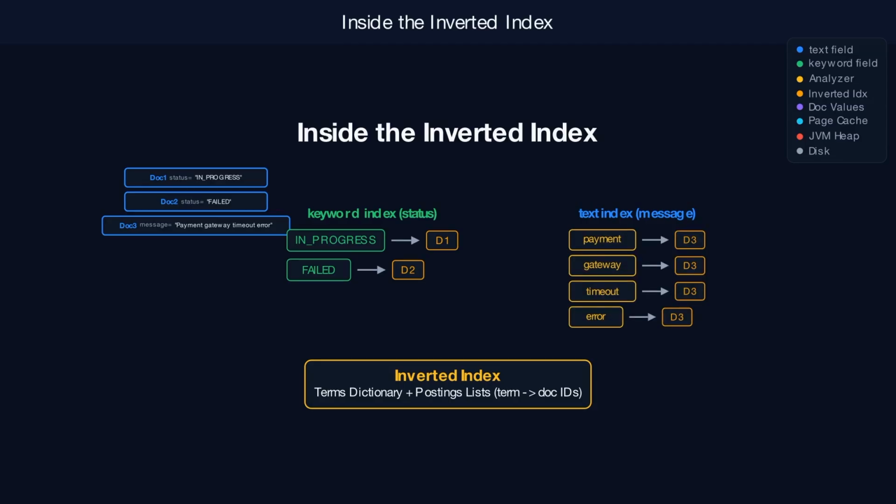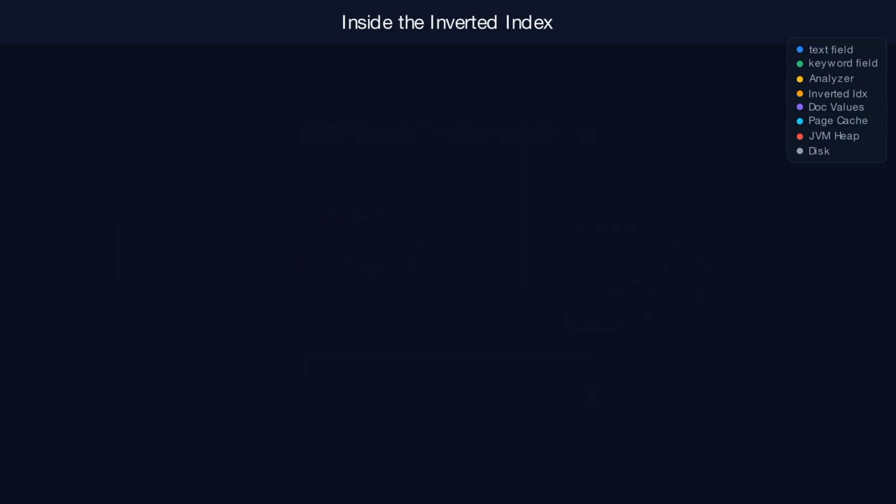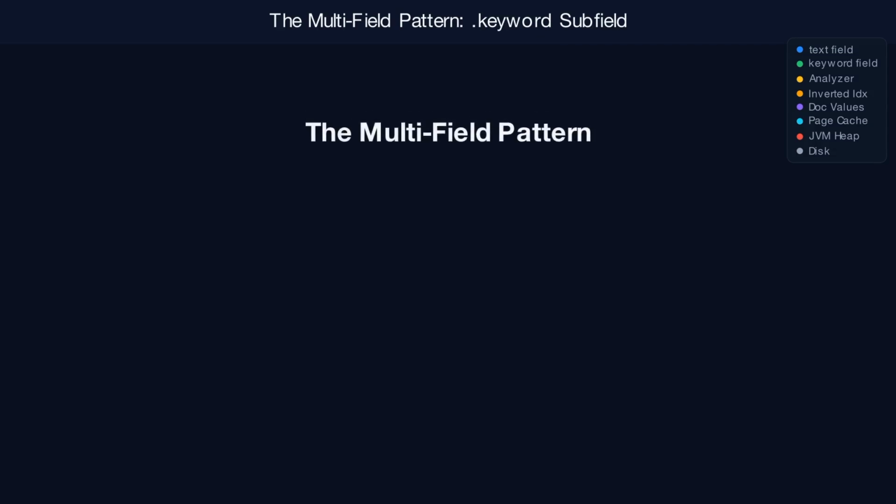Under the hood, each term entry in the inverted index is stored in a terms dictionary, and the document lists are called postings lists. One of the most common and practical Elasticsearch patterns is multi-fields. You can index the same logical field in 2 ways simultaneously: a text version for full-text search and a keyword subfield for sorting and aggregations.